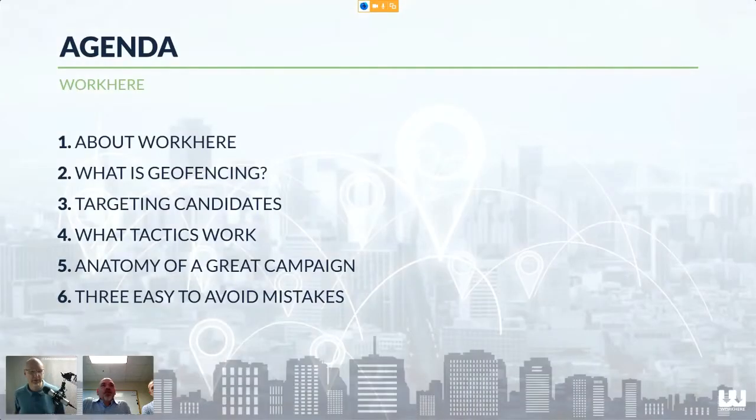All right. So just a quick agenda for the rest of the webcast. We'll cover a touch on Work Here, talk a lot about what geofencing is and how we can use it to target candidates, talk about what tactics are working, go through a campaign that we actually did and what kind of results it got. And then I'll share 3 mistakes that we've all really learned the hard way. We've made them all probably multiple times, and hopefully everybody on the webcast can learn to avoid them.